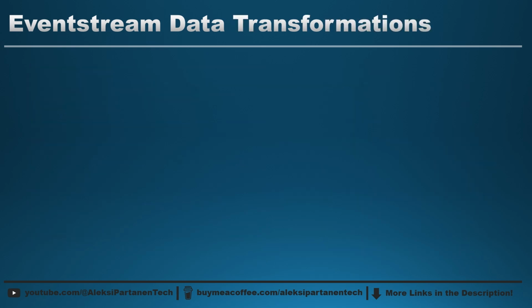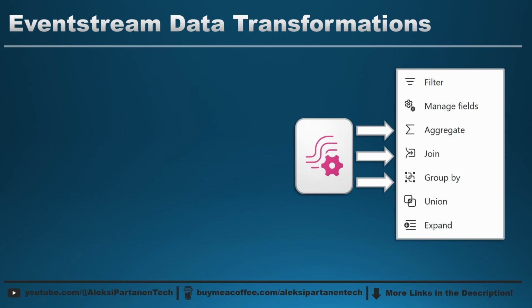Next, let's talk about data transformations that are optional in event streams, but can be very useful in many cases when you want to do some data processing before writing to a destination. Eventstream supports 7 different types of transformations, and those are filter, manage fields, aggregate, join, group by, union, and expand. And I think that for many seasoned data engineers, these transformations are quite obvious in what they do, but let's go through them so that everyone is on the same page.